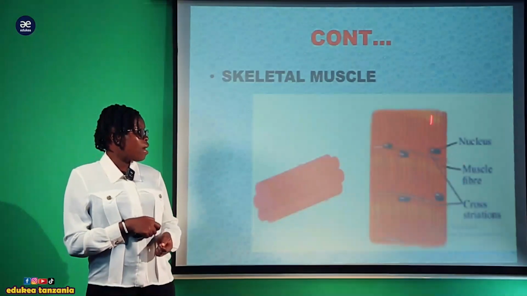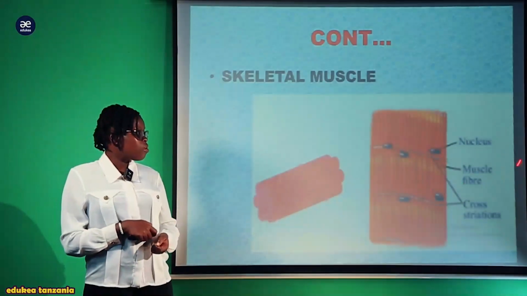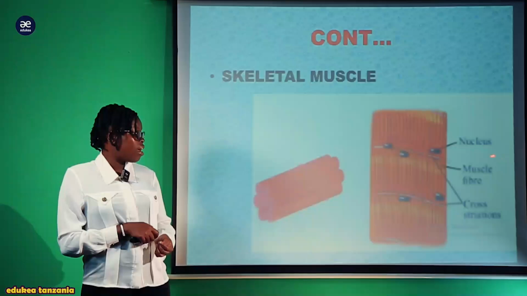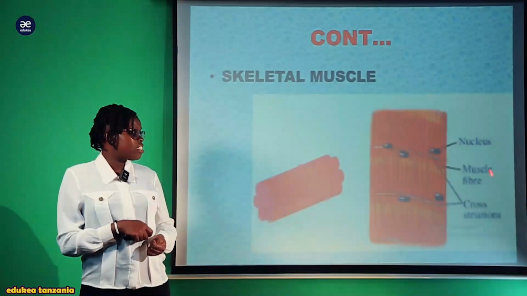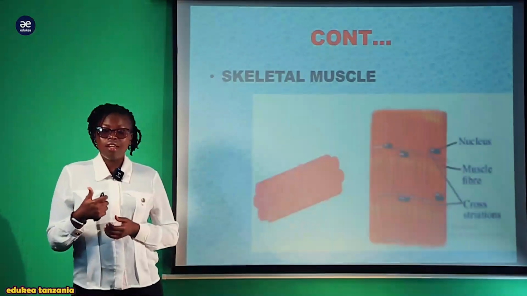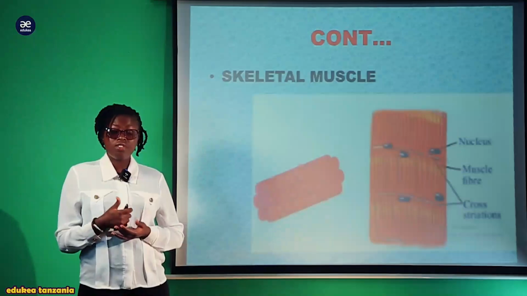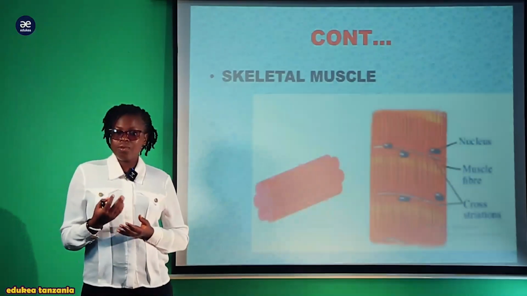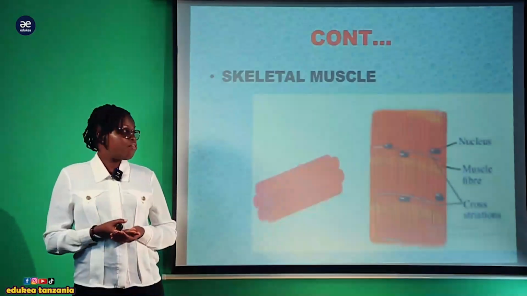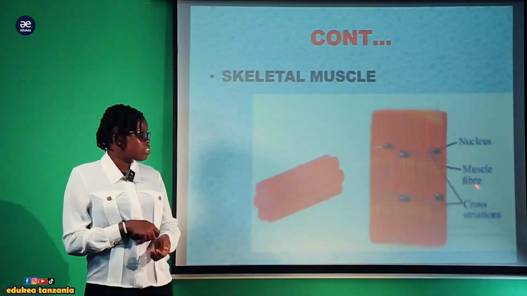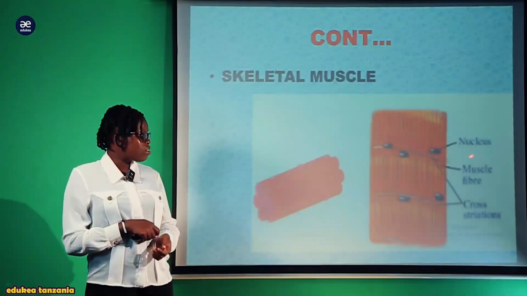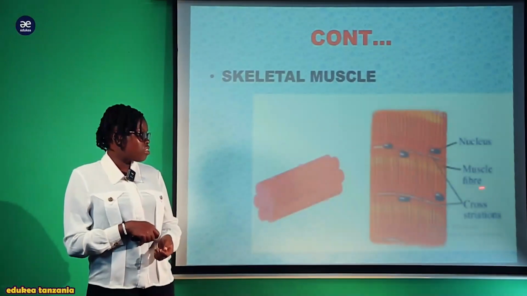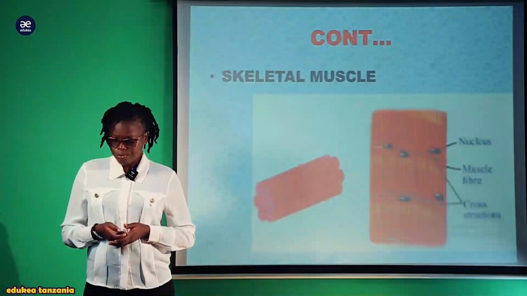Tumesema kwamba inakuwa ina small muscles or small fibers ambazo ni muscle fibers ambazo ndio zinakuwa zina contract. They tend to bring about the contraction and relaxation during the movement, and they tend to contract more rapidly, and that's why they tend to get fatigued very, very rapidly. These are the nuclei. They all tend to have numerous nuclei. Also, these are the cross striations, so they tend to have this striation.